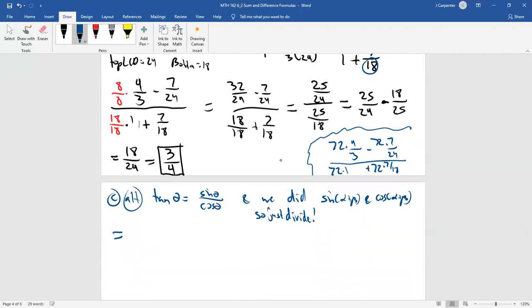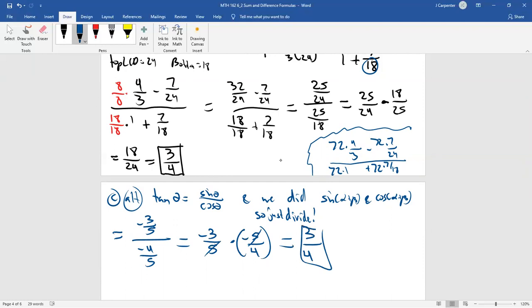So let's say this is just negative 3/5 divided by negative 4/5, which again, fraction divided by fraction means take the first fraction, multiply by the reciprocal of the second fraction. You'll see the 5s cancel, the negatives cancel, the 3 over the 4. Holy cow. Easy button. Easy, easy, easy. This is only easy if you already did the sine and the cosine.